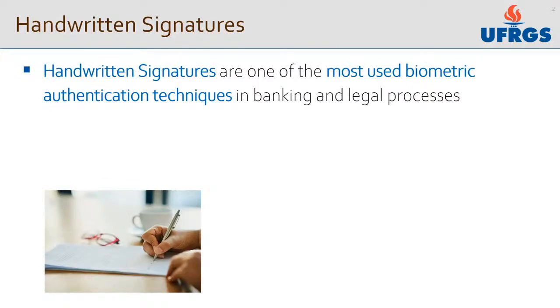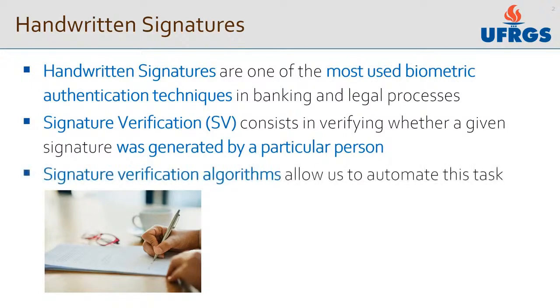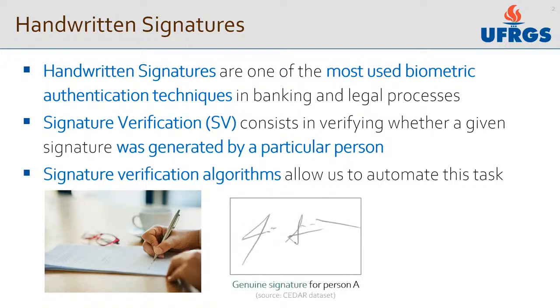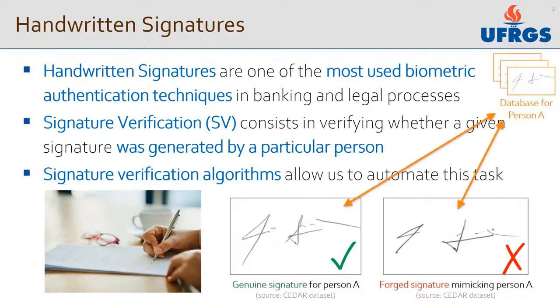Handwritten signatures are widely used for biometric authentication. Signature verification consists in verifying whether a given signature was generated by a particular person. Signature verification algorithms allow us to automate this task. For example, we see here a genuine signature from a particular person, and on the right-hand side, a forged signature trying to mimic the same person. A signature verification algorithm should classify the first signature as genuine and the second one as a forgery. This can be done, for example, by comparing these signatures against a database of signatures.